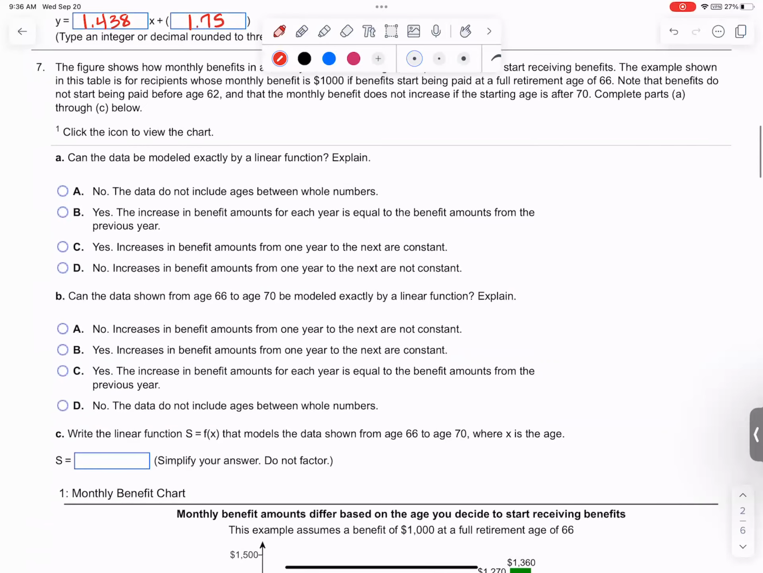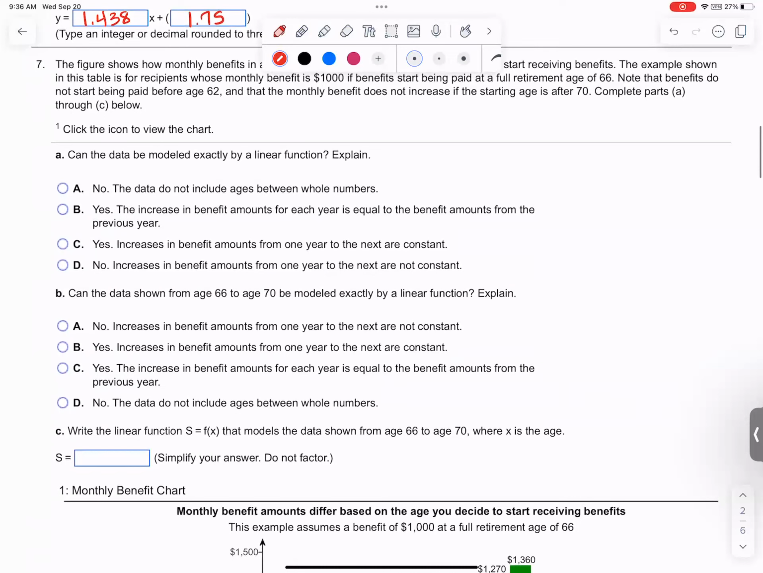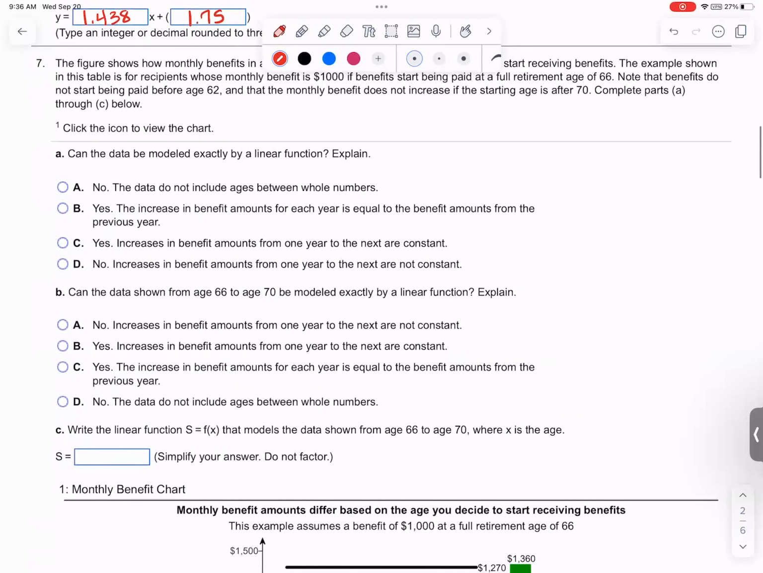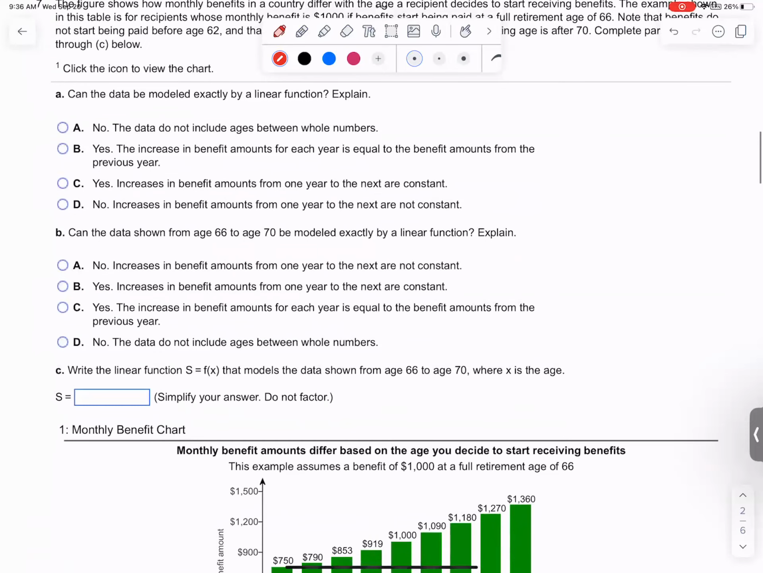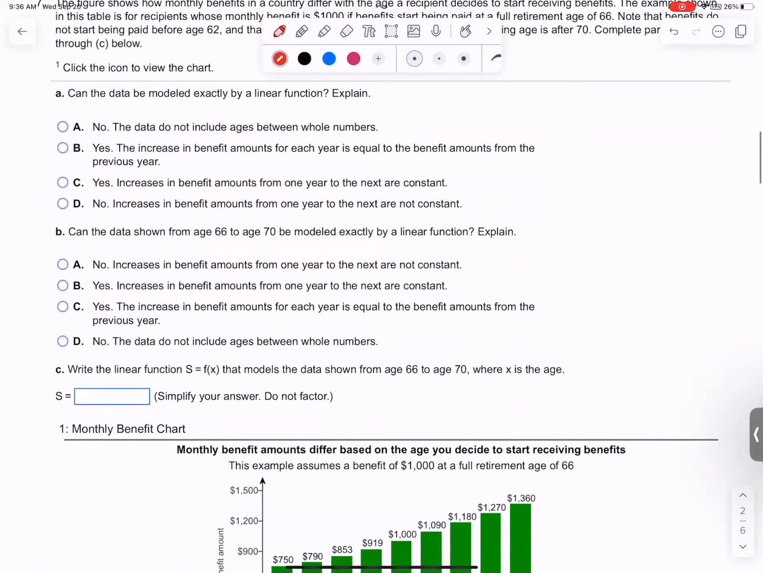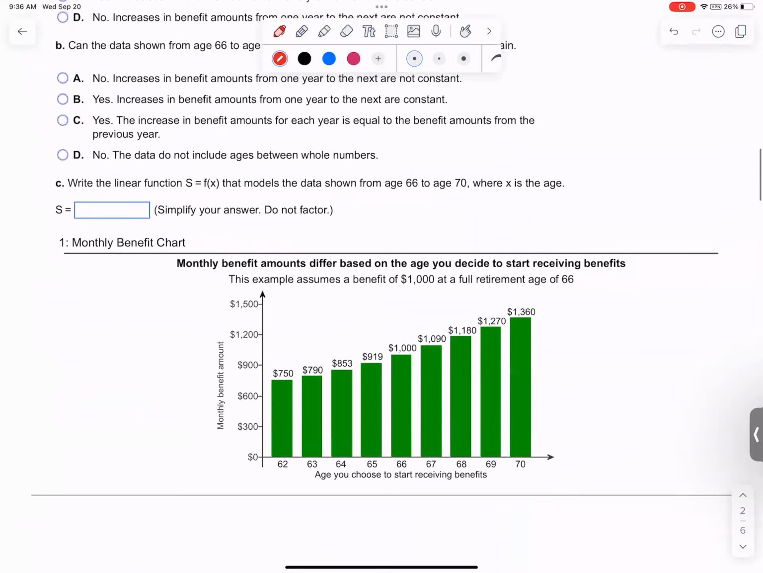Note that benefits do not start being paid before age 62, and that the monthly benefit does not increase if the starting age is after 70. Lots of information you don't really need to solve the problem. Complete parts A through C. Part A, can the data be modeled exactly by a linear function?